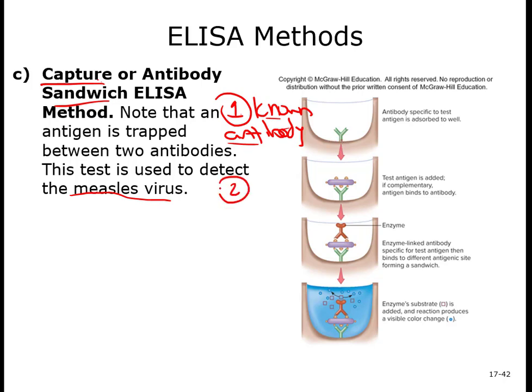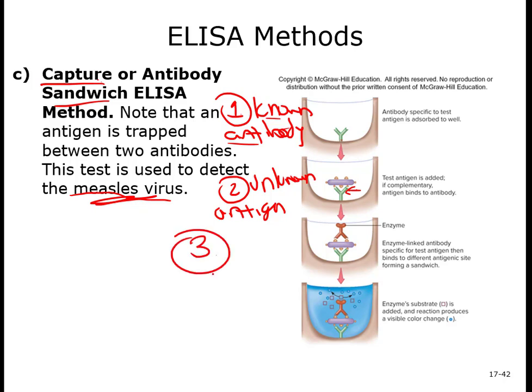Next, we're going to add the antigen that came from the patient. So we'll say the unknown antigen. So if the patient had the measles virus and we took a sample from the patient and measles was present, the measles virus antigen would attach to the antibody. And of course, if the patient didn't have any measles virus in their system, then it wouldn't attach.